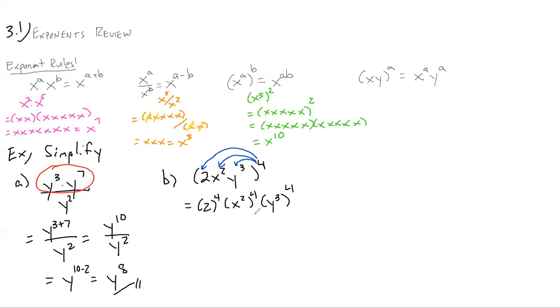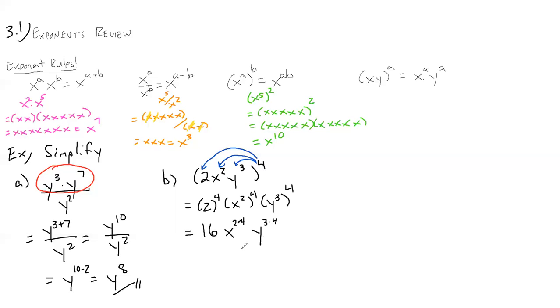And then as we work across, we have some different situations. 2 to the 4 is 2 times 2 times 2 times 2, so that's 16. Next, x squared to the 4. This is where now we use this power rule, the third rule up there. That's going to be the product of 2 and 4. And then the y, again, cubed to the 4. That's again a product.